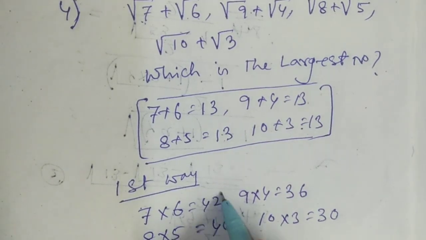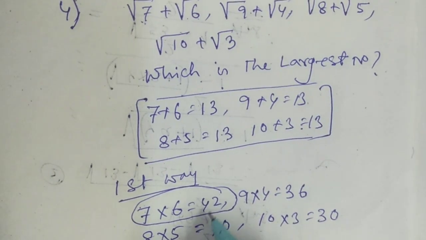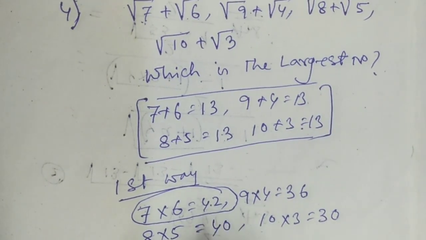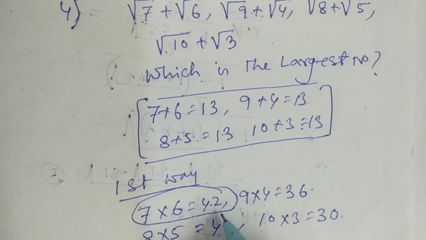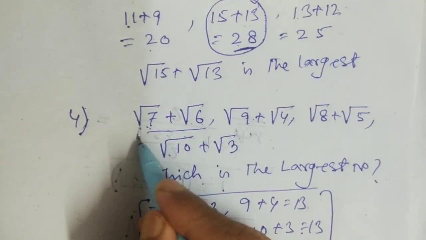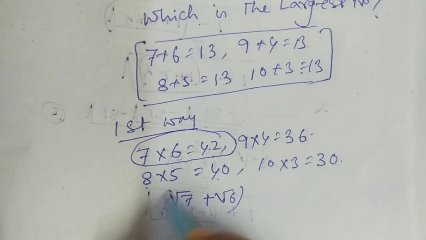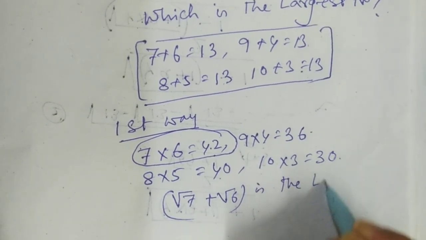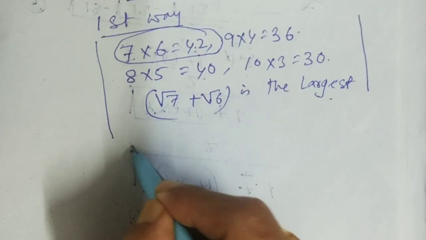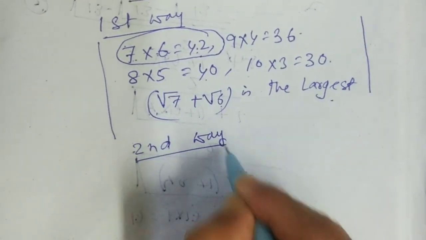So, this is the maximum because this is 42, this is 40, 36, 30. As the maximum is 42, we can say that this number is the largest number. We can say root over 7 plus root over 6 is the largest. You can apply this law also.